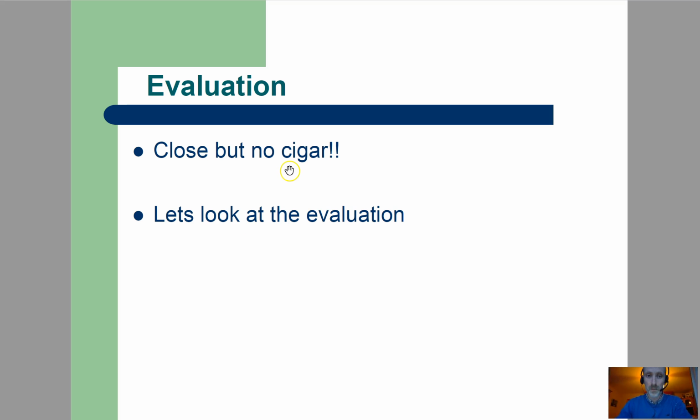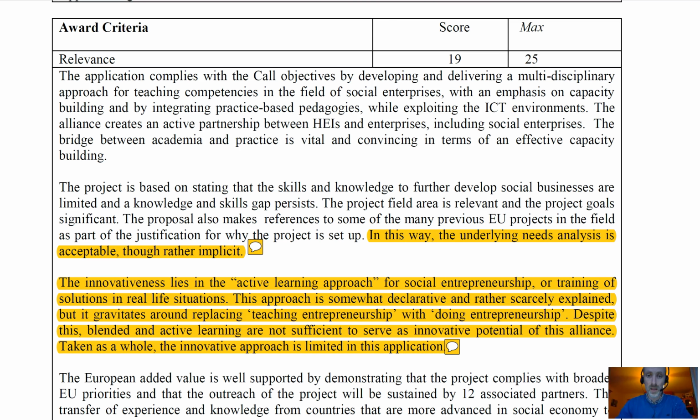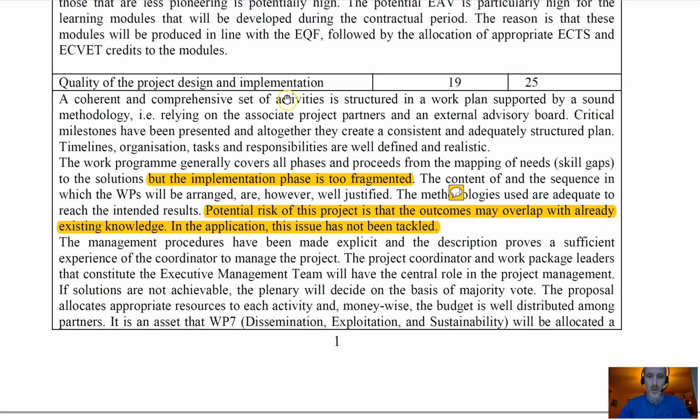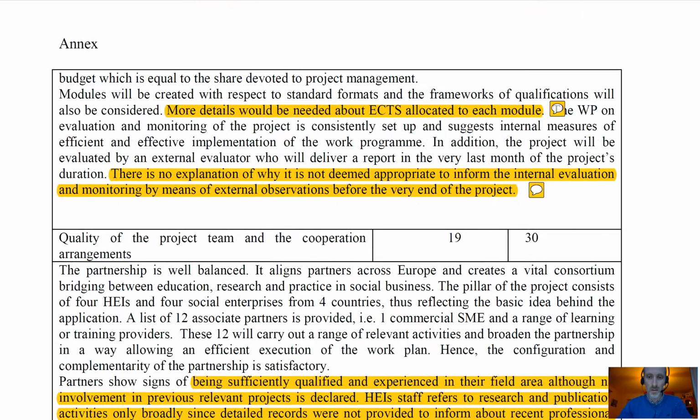The evaluation was again interesting and very informing. So under relevance we scored 19 out of 25. One weakness was our needs analysis. They were saying it was just implicit. It was acceptable, not strong enough, not enough innovation. So we needed to explain that further. Quality of the project design was good, a little bit too fragmented in terms of implementation, and may have some overlap. So again, re-looking at just the structure of the work packages.